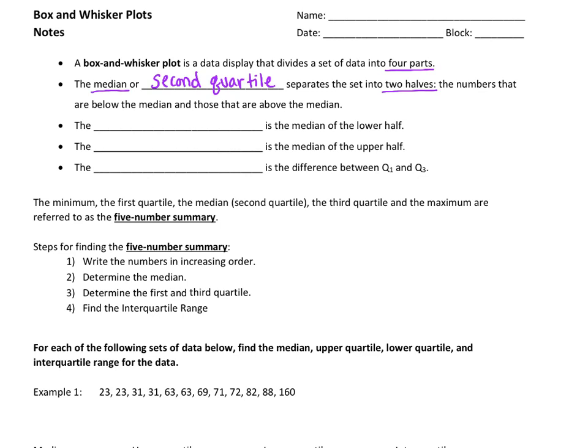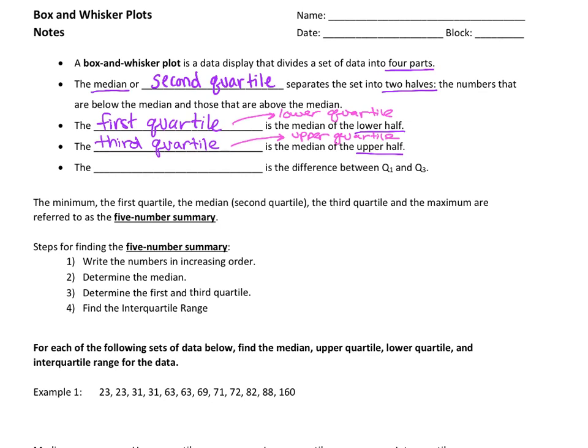So when we're talking about the lower half, meaning the smaller numbers, we have a first quartile, or the first quarter of the data. And when we talk about the upper half of the data, we talk about the third quartile. Now, sometimes you might see the first quartile written as the lower quartile, and you might see the third written as the upper quartile. These mean the same thing, it's just different ways to say it.